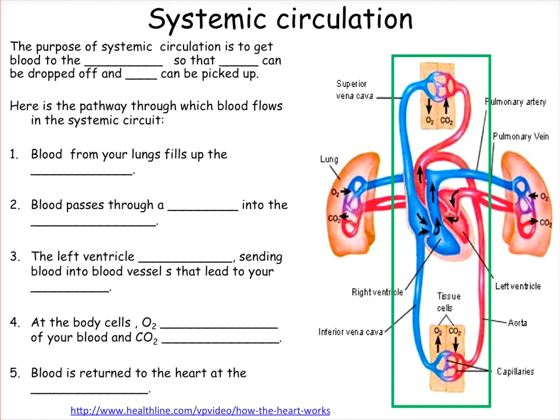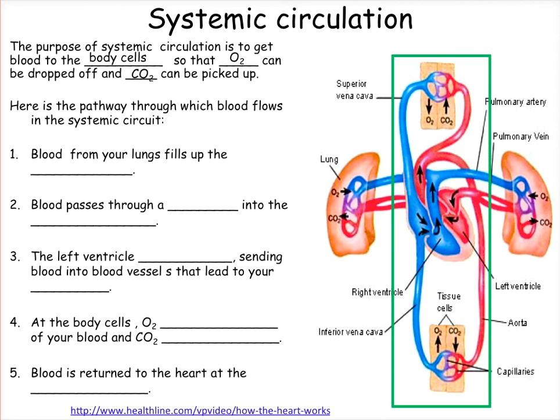All right, so although this picture to the right is the same as the previous slide, you'll notice that a different section of it is boxed. The box this time contains the part of the systemic circuit. In contrast to the pulmonary circuit, the purpose of the systemic circuit is to get blood to the body cells so that oxygen for cellular respiration can be dropped off, and carbon dioxide waste can be picked up from the cells and taken away back to the lungs.